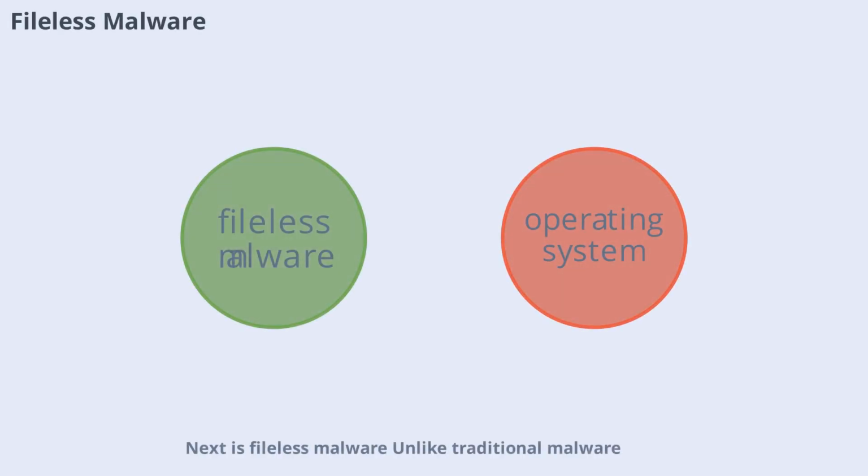Next is fileless malware. Unlike traditional malware, fileless malware doesn't create files on your device. Instead, it makes changes directly to your operating system, making it very hard for antivirus software to detect. This type of malware often uses legitimate tools already on your system to carry out its attack. Because it leaves almost no trace, fileless malware is especially dangerous and challenging to remove.